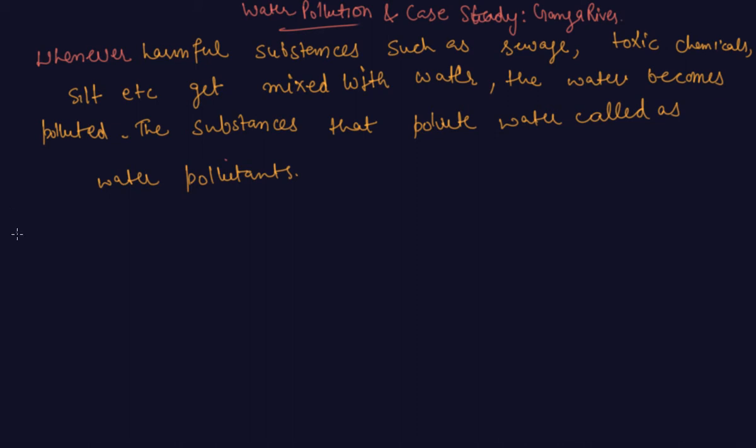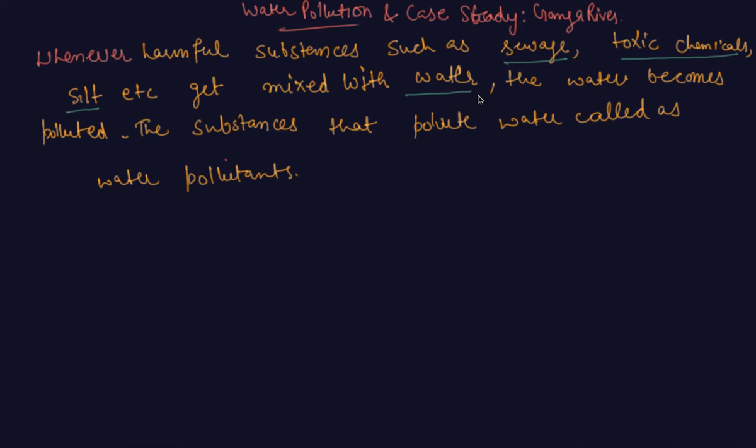Okay, students. So, like the sewage, the toxic chemicals released from industries, and the silt. When these materials or substances get mixed with water, the water becomes polluted. Okay, and the substances that pollute the water are called water pollutants. Okay, students, so I hope now you can write what is water pollution.